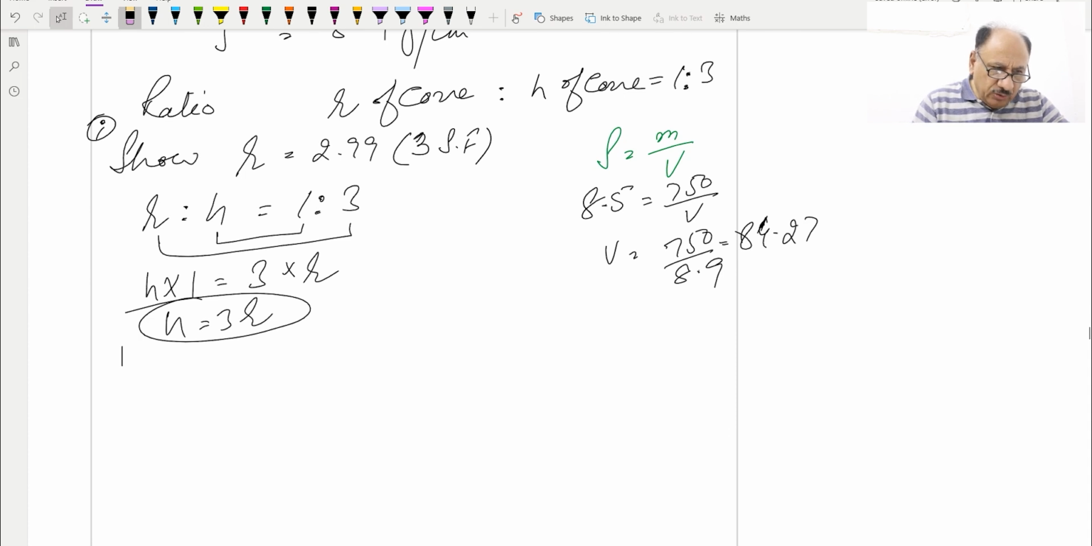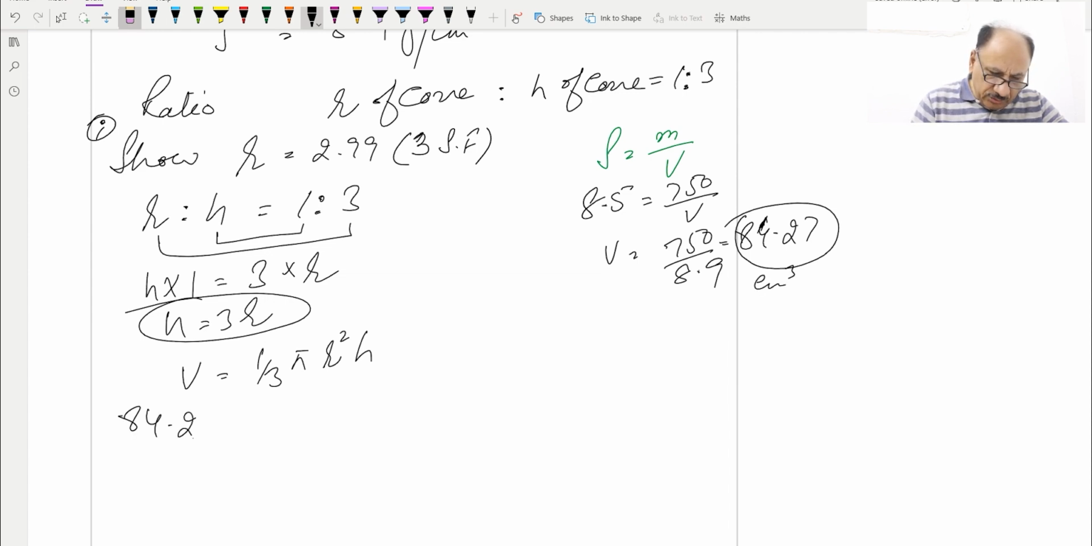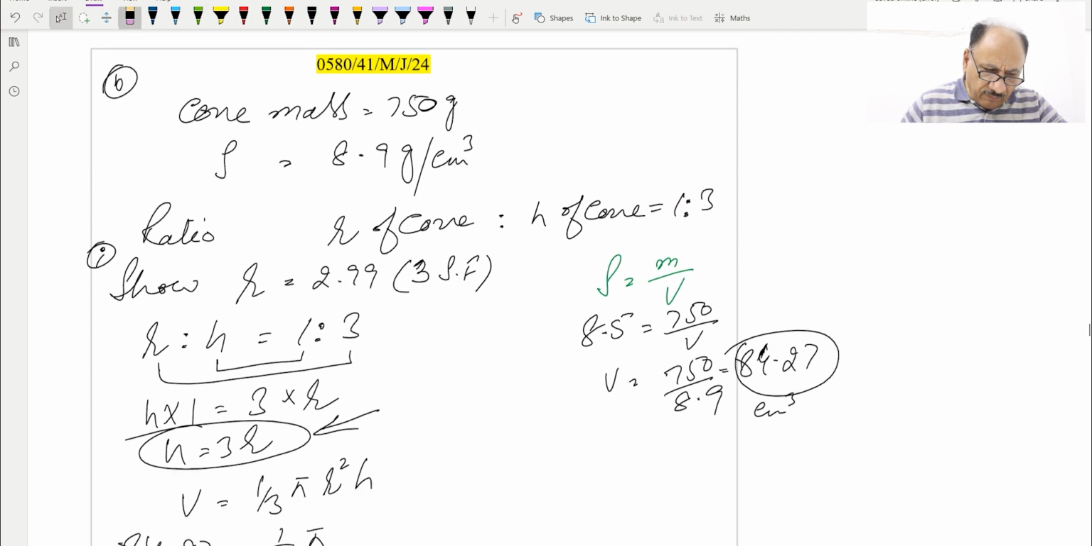So we know that the volume of the cone formula is given in the question also. Volume of the cone is equal to 1 by 3 pi r square h, and you should memorize this formula also. So volume of the cone, we calculated this. Volume is in centimeter cube. So this will be 84.27 is equal to 1 by 3 pi r square h, and h is equal to 3r for this cone.